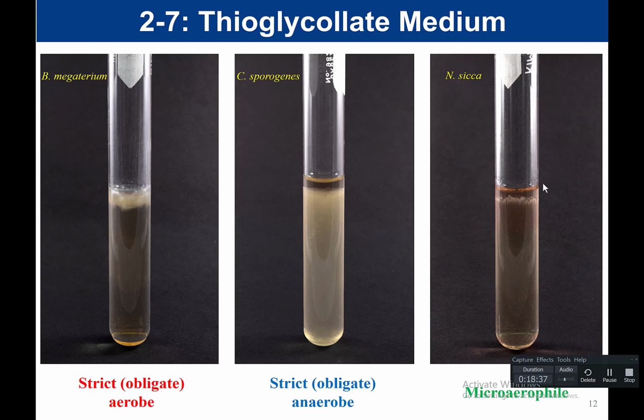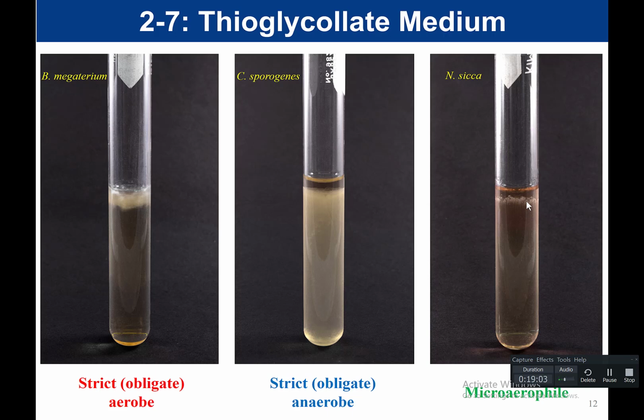So it doesn't grow fully aerobic. It does not grow fully anaerobic. It only can grow where oxygen concentrations are low. And so we see this little band underneath where the oxygen would be found. And so these are just different examples of thioglycolate medium or thiobroths and where bacteria would grow.